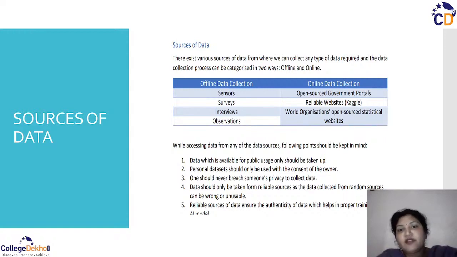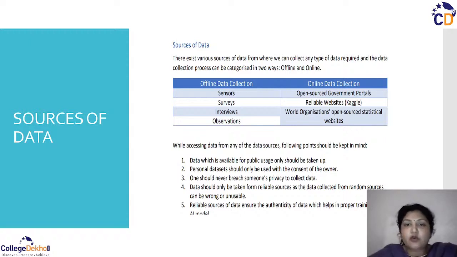If we talk about offline data collection, it could be sensors, surveys, cameras, interviews, or observations. Whereas online data collection could be open-source government portals which provide you reliable information, like Kaggle, or the UCI machine learning website, or the GitHub library. World organizations' open-source statistical websites will also provide you data sets on which you can build AI-enabled models.